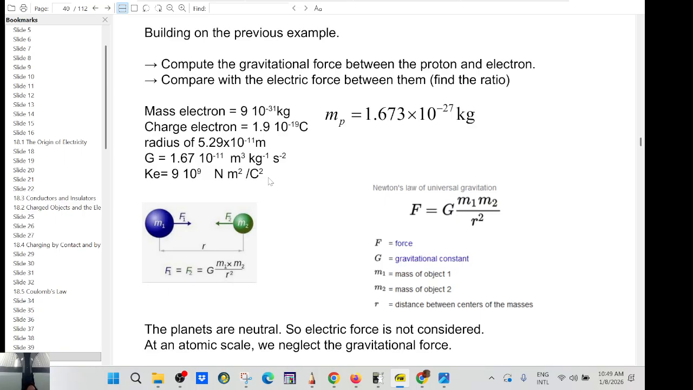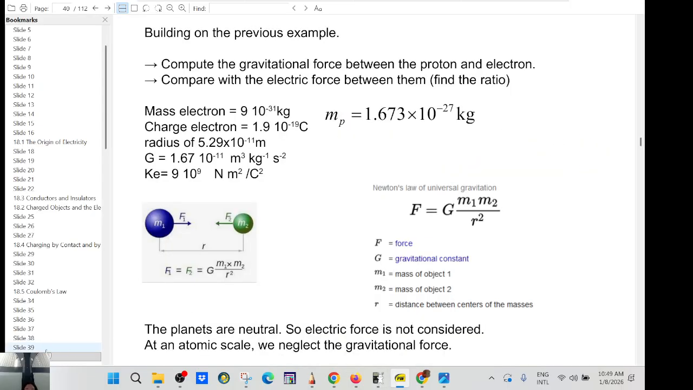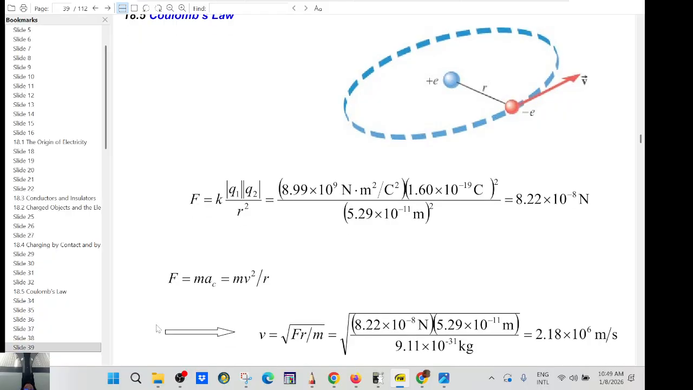Okay, so let's do something now. We are still working with the hydrogen atom. This one? No, the answers I couldn't write down. But you know it's in my PDF, right? It's in my Dropbox.